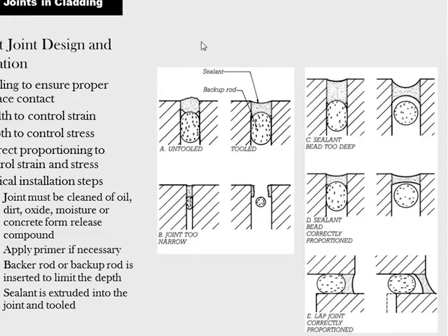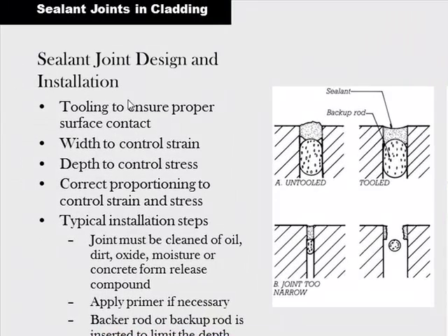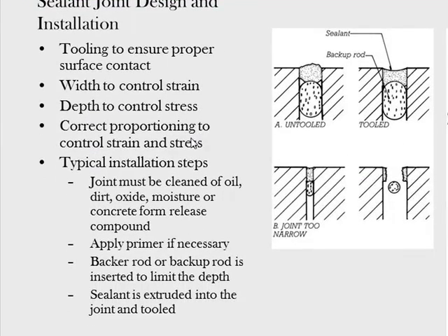When you put caulk in a joint, there's a right and a wrong way to do it. You have to tool it. You can't just squeeze it in there and leave it there. It's important to tool the joint. The width is to control the strain. The depth is to control the stress. Correct proportioning controls the strain and the stress.